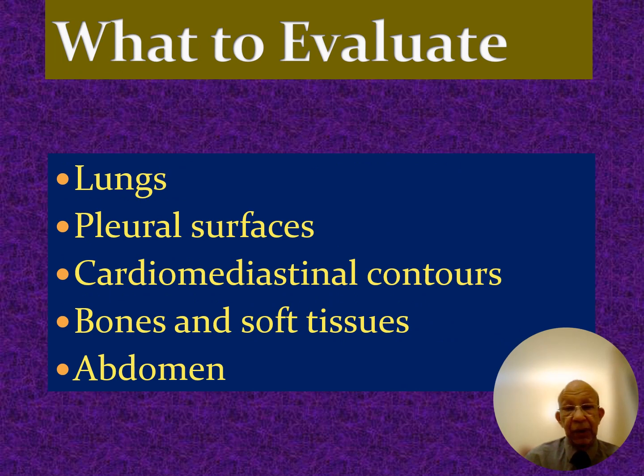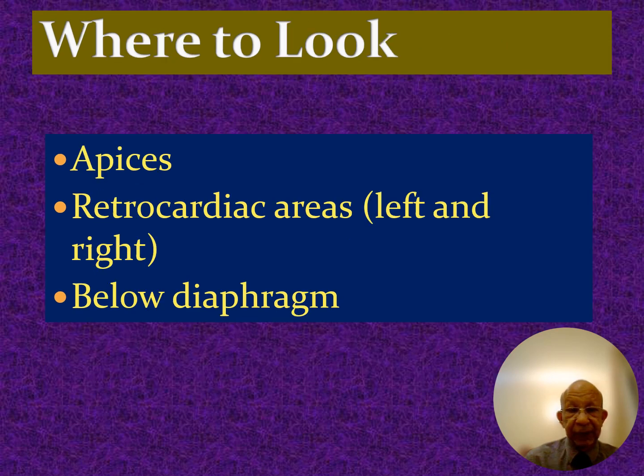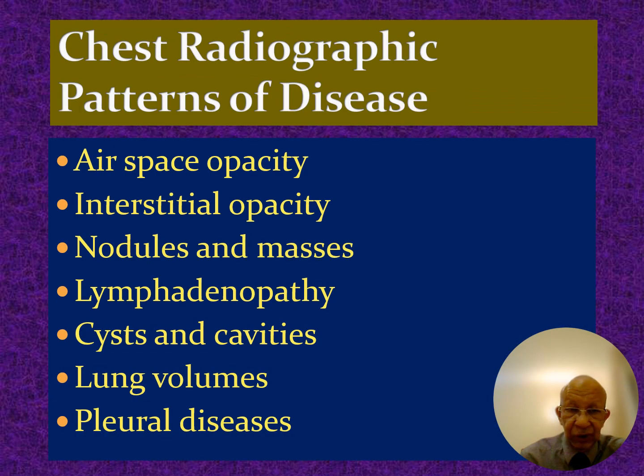Look at the lungs, pleural spaces, cardiomediastinal contours, bones, soft tissues, and abdomen. These are the areas you have to evaluate. Don't forget to focus on the apices, the retrocardiac areas on the left and right, and below the diaphragm, because these are the areas where people so frequently miss things. So focus on these areas when reading a chest X-ray.